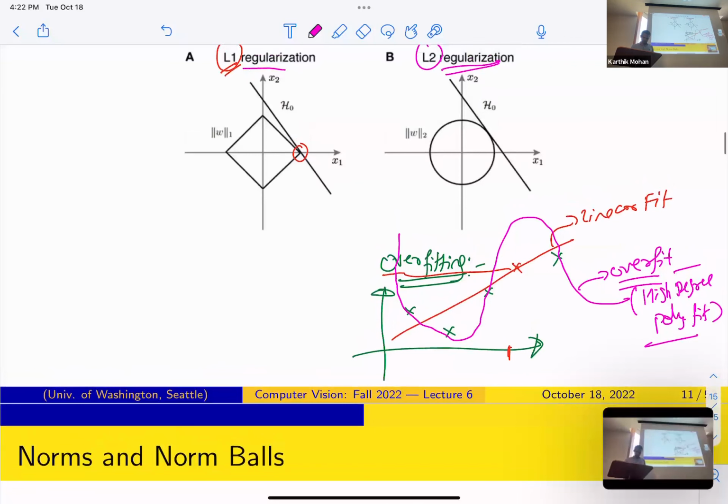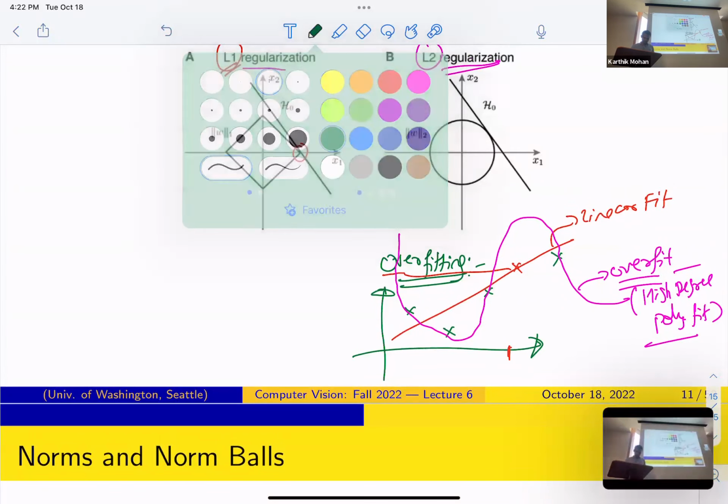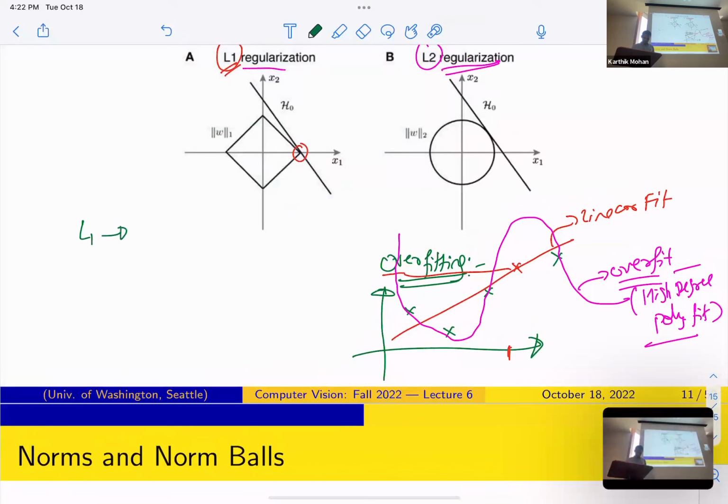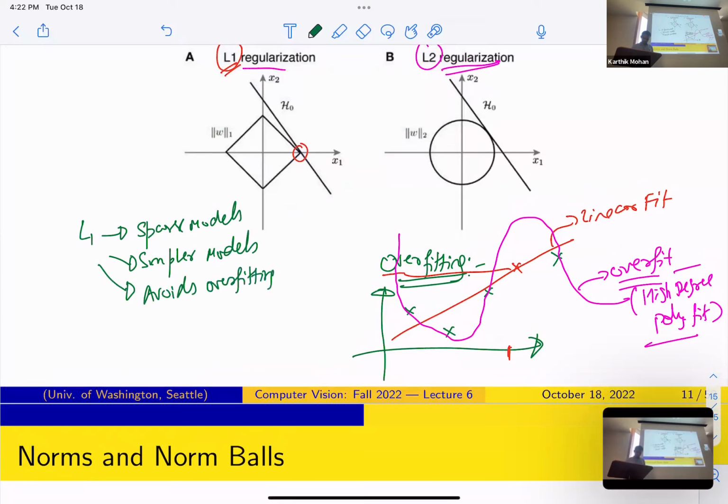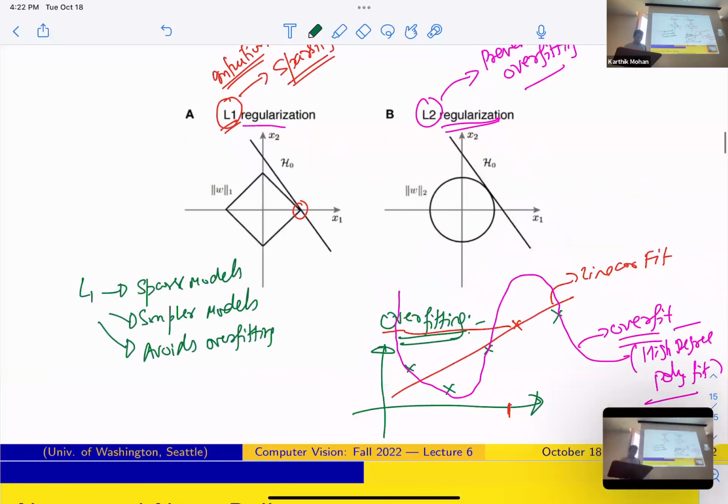So let's summarize that here. L1 gives you sparse models, simpler models, and avoids overfitting. So you're not saying more than you should be.